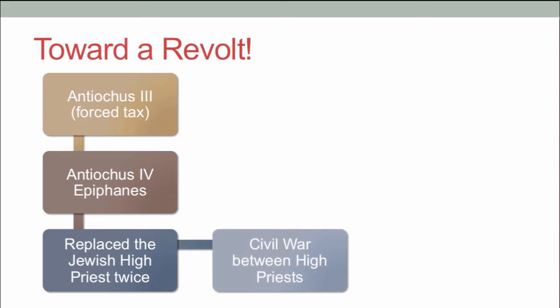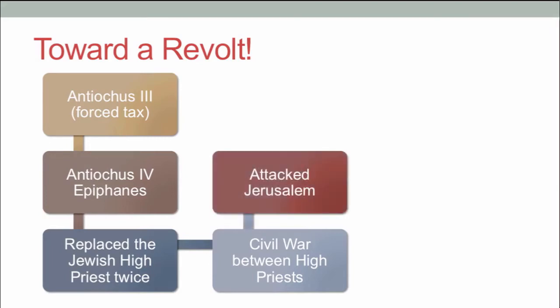And so on his way back, he passed Judea. During this period, as he passed through Judea, a civil war broke out between Jason and Menelaus. Remember these two high priests that he changed? Antiochus interpreted this internal conflict as a kind of revolt against him. He took it personally, probably because of the bitterness of his defeat in Egypt. And so he attacked Jerusalem.